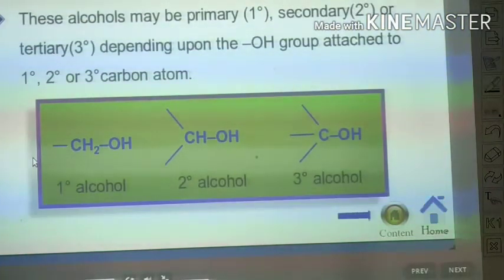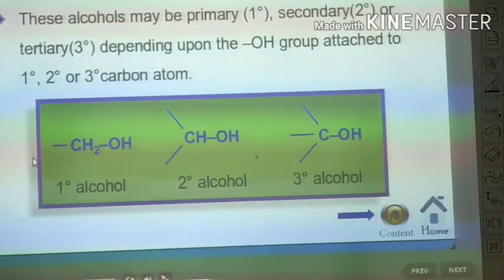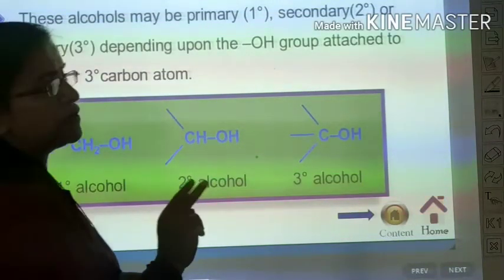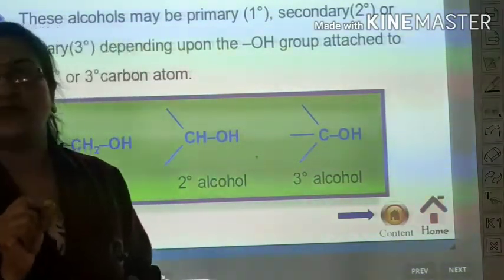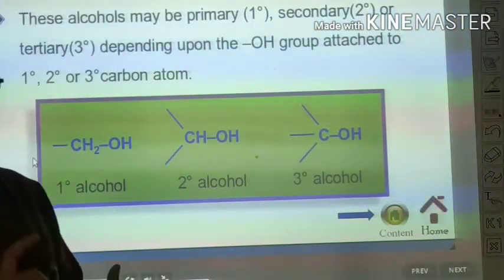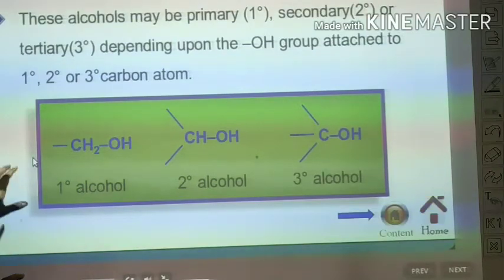Now, OH group attached to a saturated carbon atom of an alkyl group may be further classified into primary, secondary and tertiary. I repeat again. If OH group is attached with a saturated hydrocarbon, then it is further classified into primary, secondary and tertiary.